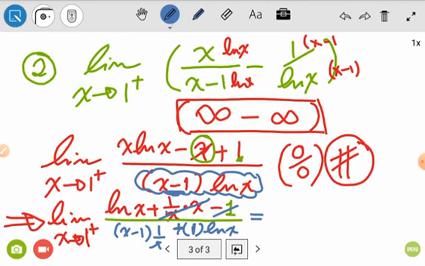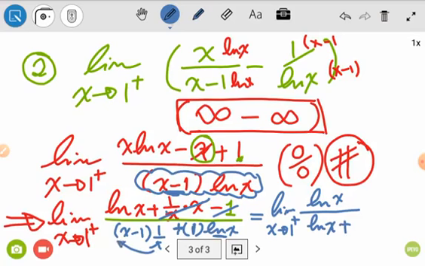So the numerator will include only ln x, so we have the limit as x approaches 1 from the right side of the numerator ln x over the denominator. The denominator here is ln x, this one. We'll write it here first. Then 1/x times the first, which is 1, minus 1/x. So we have 1 minus 1/x.